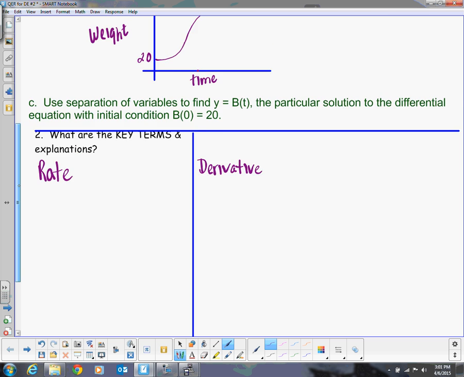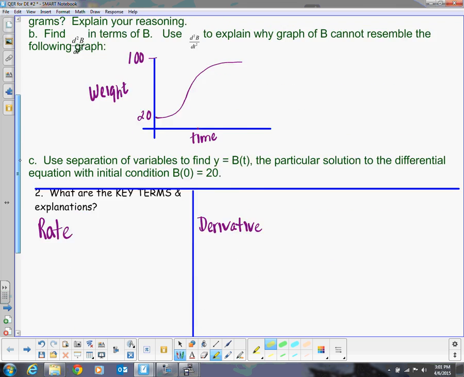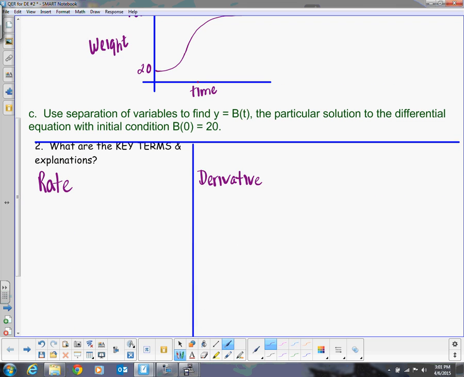All right, so the rate at which a baby bird gains weight. Gains weight, that's another big piece there. So this is a special rate. This is a rate that is with weight gain. Now, what does that tell me? It's not weight loss, it's weight gain. That means that this rate is, let me go back.